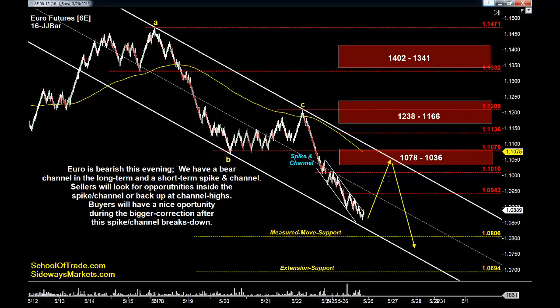So again, I would say right now we definitely have additional opportunities here on the euro to go lower. Just watch that spike in channel, and when it breaks down, that's when the buyers, you guys are going to have a great opportunity once this most recent channel, right, once the spike in channel breaks. Oftentimes, when the spike in channel breaks, it's going to return all the way back to, again, where the channel began and where the spike began.